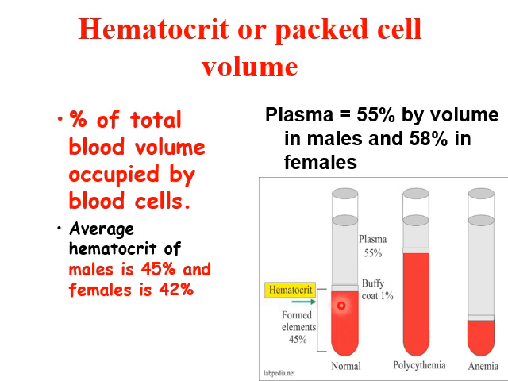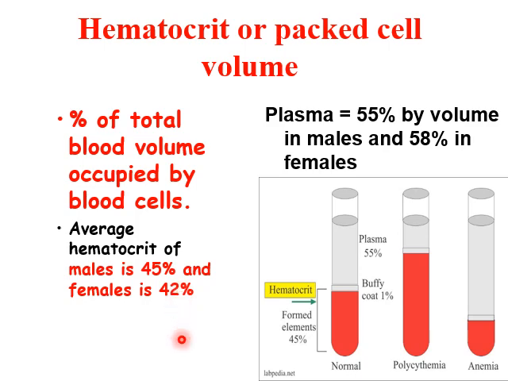Since the buffy coat is less than 1%, it is mainly the RBCs which contribute to the hematocrit. So whenever there is a deficiency of RBCs, the hematocrit is going to drop. But if there is a deficiency of white blood cells or platelets, the hematocrit is not going to fall, because its normal value is 45% and it is represented by the RBCs. And in females, since there are fewer RBCs, its value is about 42%. Now what do you mean by 45% and 42%?